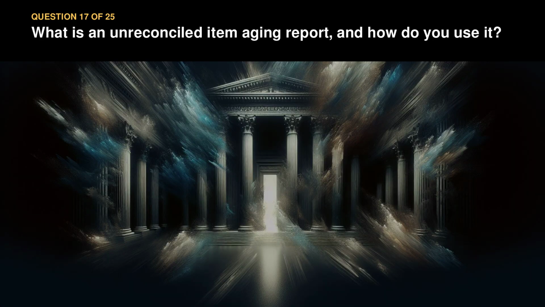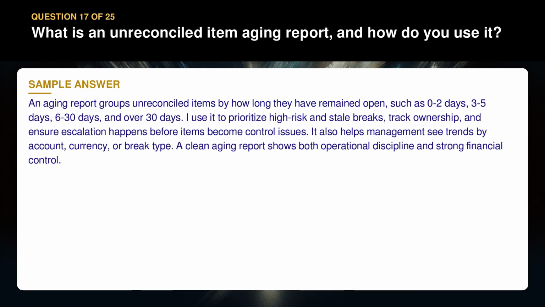Question 17. What is an unreconciled item aging report, and how do you use it? An aging report groups unreconciled items by how long they have remained open, such as 0 to 2 days, 3 to 5 days, 6 to 30 days, and over 30 days. I use it to prioritize high-risk and stale breaks, track ownership, and ensure escalation happens before items become control issues. It also helps management see trends by account, currency, or break type. A clean aging report shows both operational discipline and strong financial control.